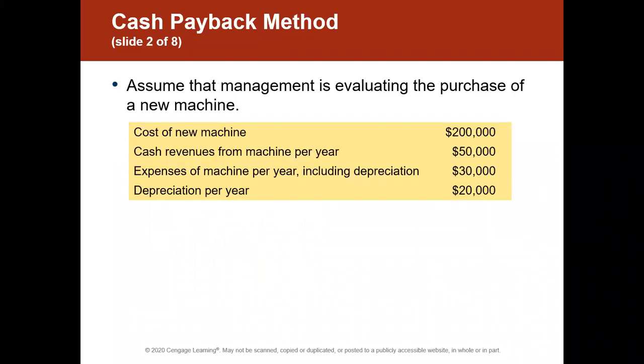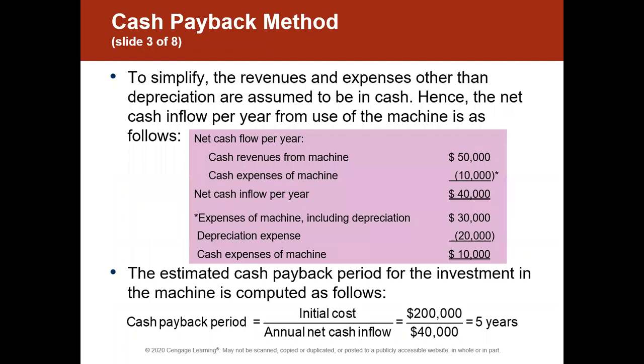Here's our example. We're trying to buy a machine for $200,000. Same information again: $50,000 cash revenue each year, expenses of $30,000 including depreciation, and the depreciation is $20,000. Remember, depreciation does not impact our cash, which is why they're giving us that information. To figure out our net cash flow per year, we take the revenue minus the cash expenses, which is the $30,000 total expenses minus the $20,000, so we get a cash inflow of $40,000 per year, okay?